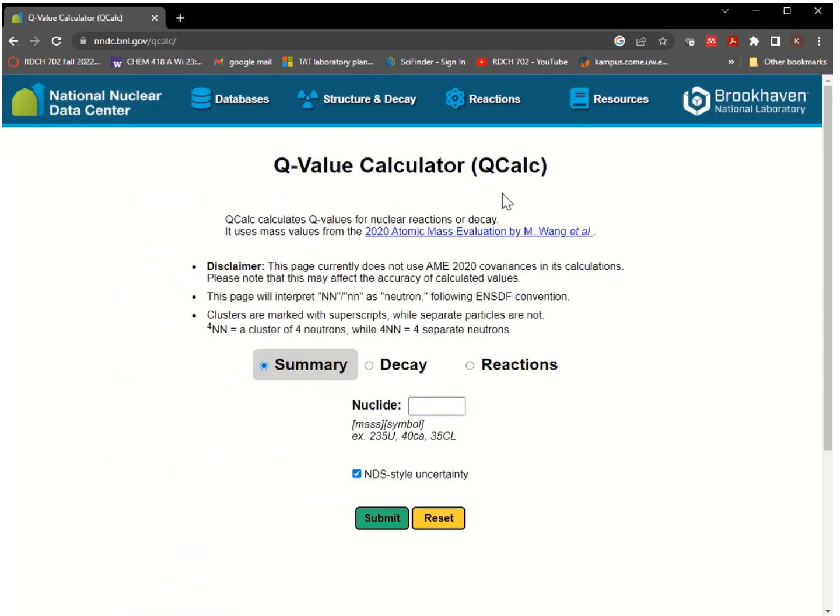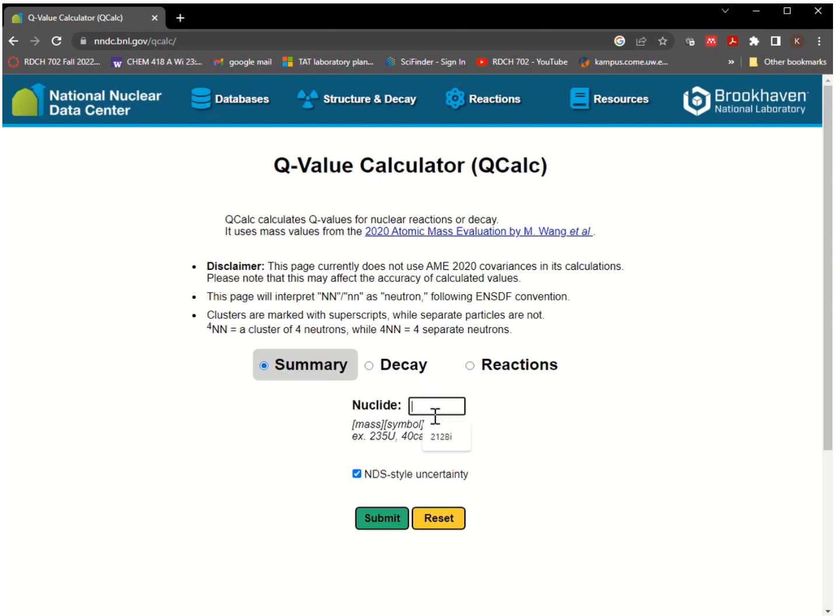So for this Q value calculator, the mass evaluation data that it uses is shown here. In our previous slides, we went over how to do the calculations from the mass excesses. This website uses the mass excesses found here. And you can read some of the disclaimers on this site. For instance, n or N, lowercase or uppercase, is listed as a neutron. So there's a few things this site can do. First, we'll start with the summary.